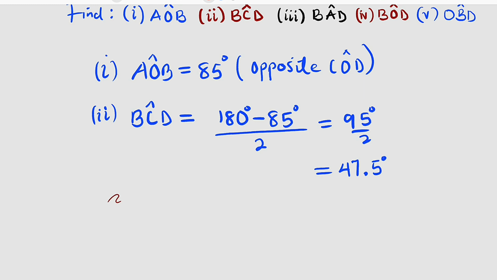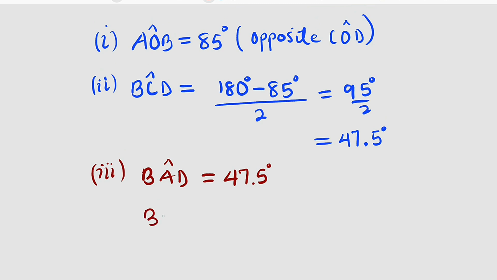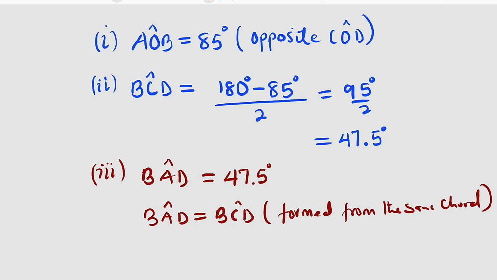So, number 3, we are looking for BAD. It is equal to the same thing, 47.5, but you can state the reason. BAD is equal to BCD, all formed from the same chord. They are all formed from the same chord.